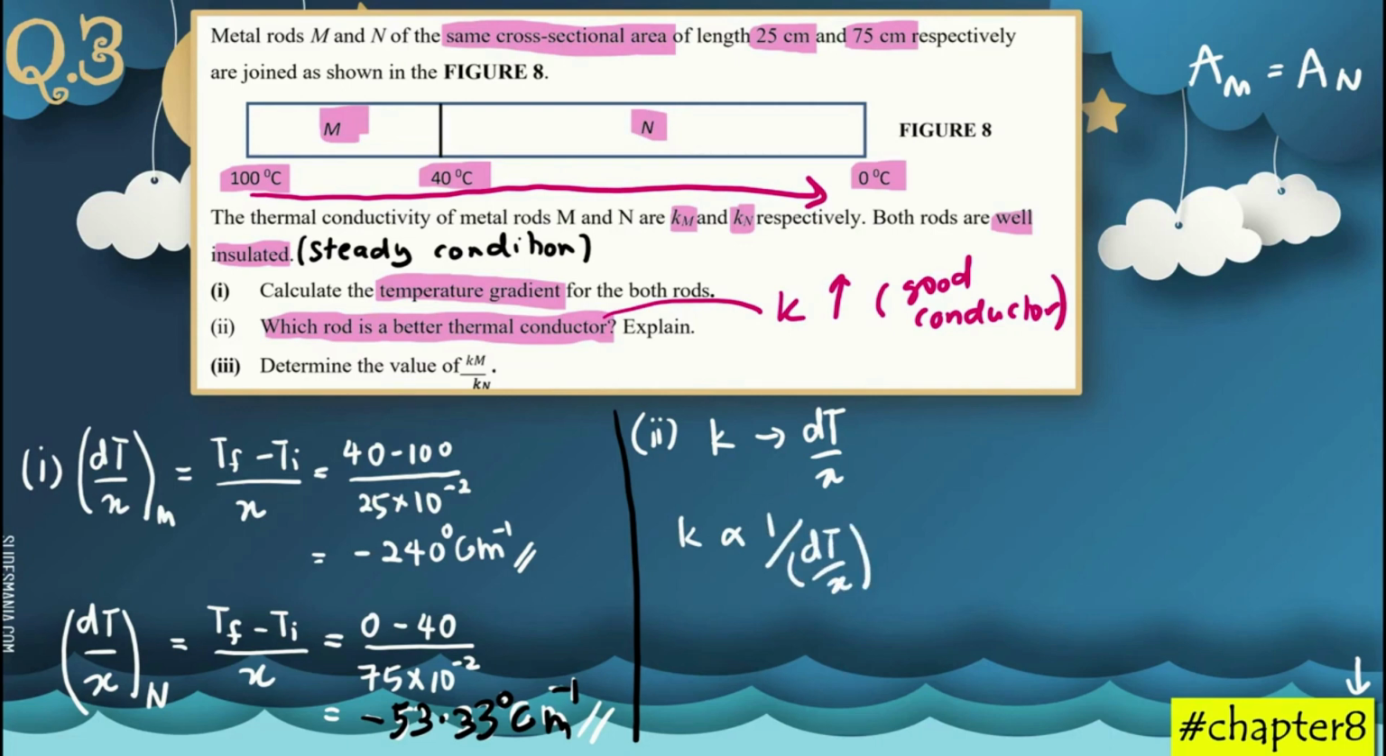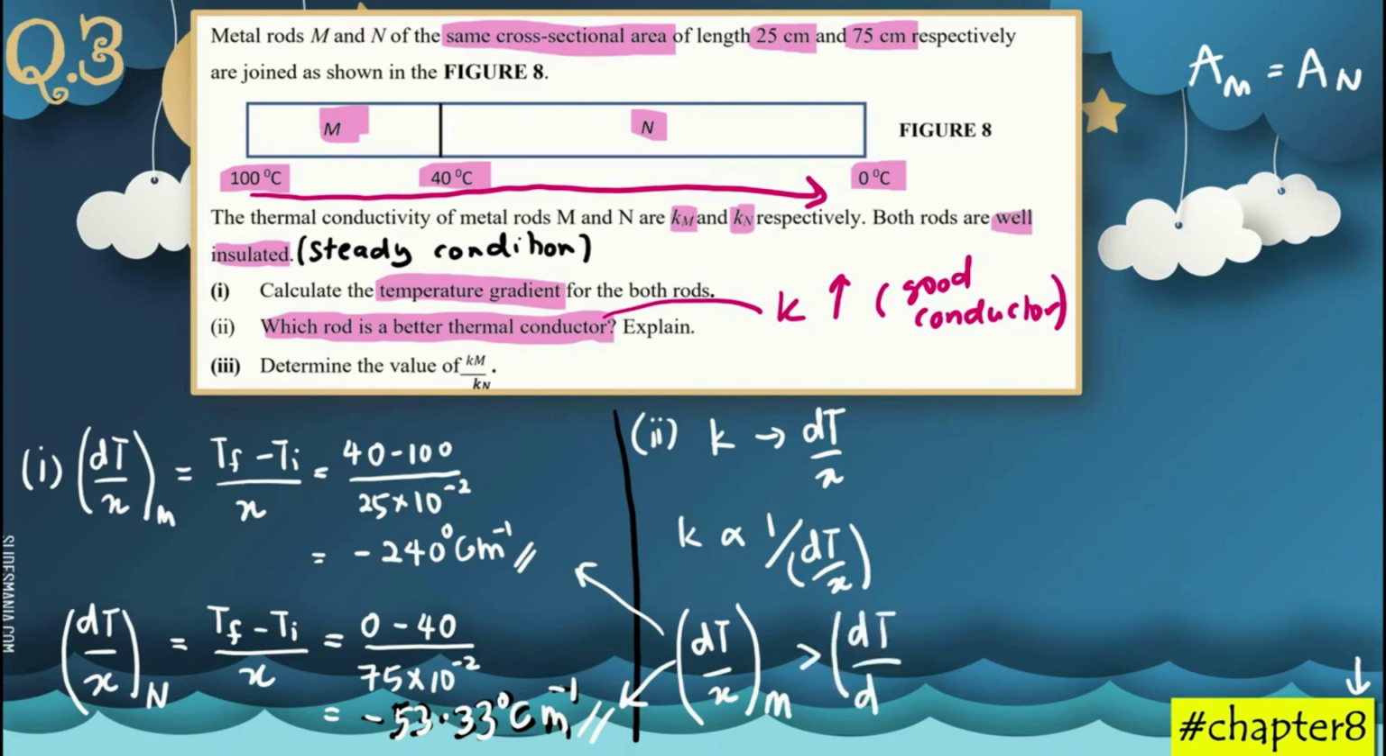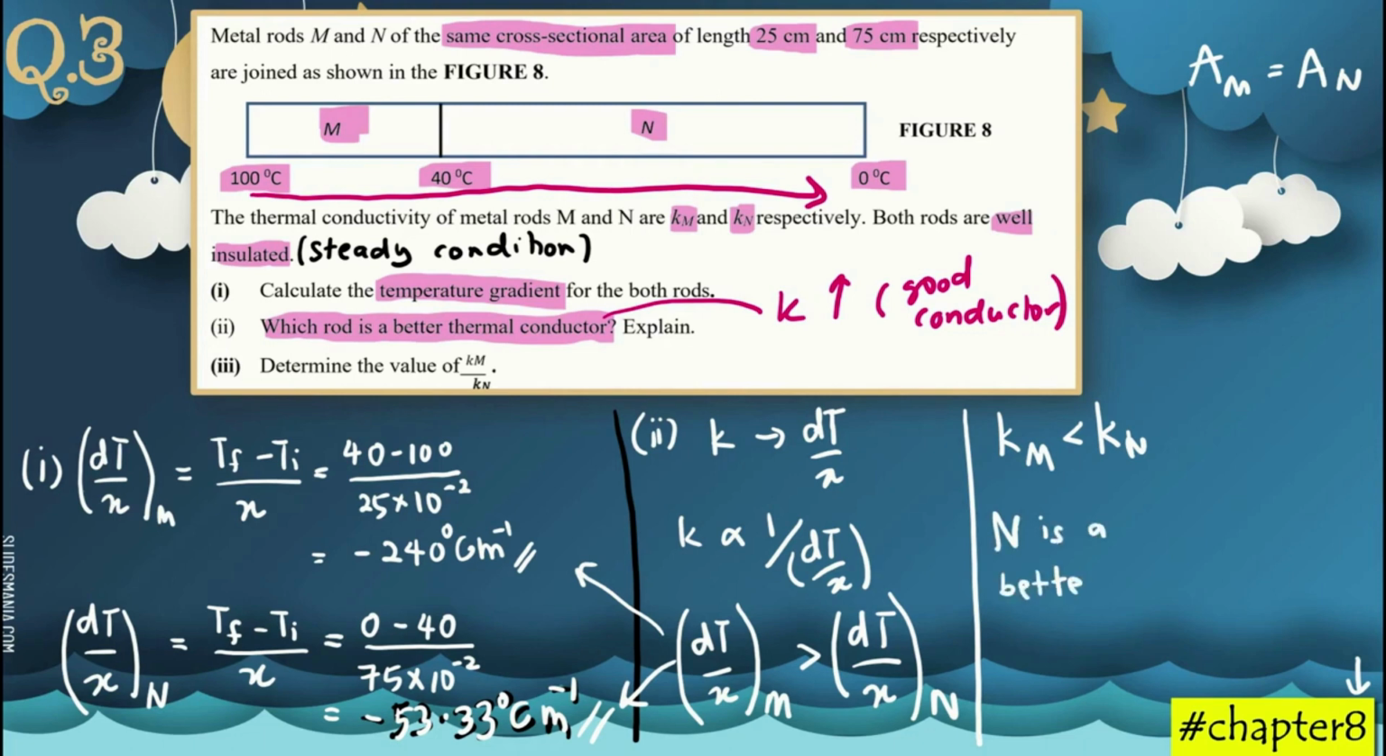From the first question, we can see that dT over S, the temperature gradient for object M, is bigger than the temperature gradient for object N. This means that K for object M is less than K for object N. So the answer is N is a better conductor. So this is the answer.